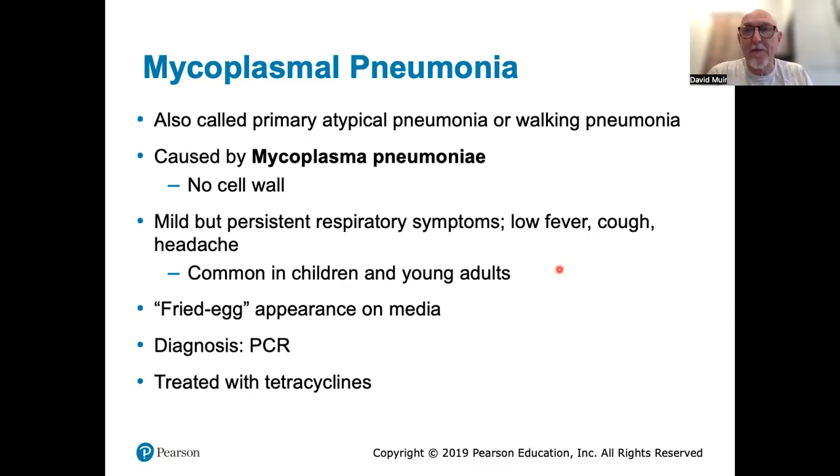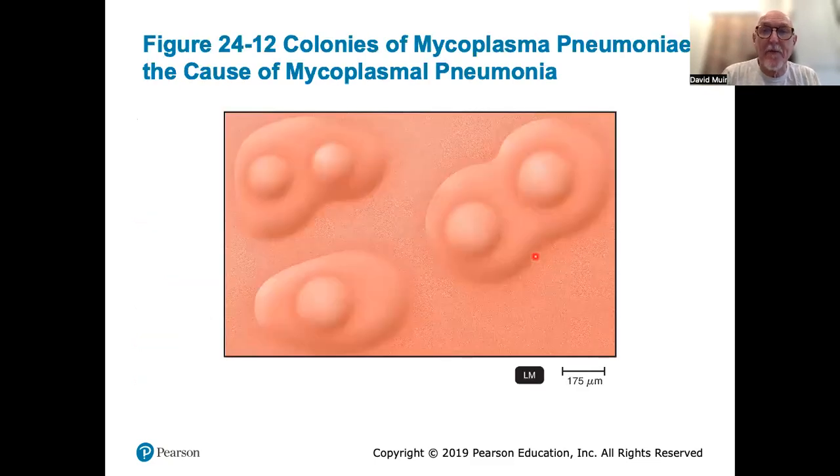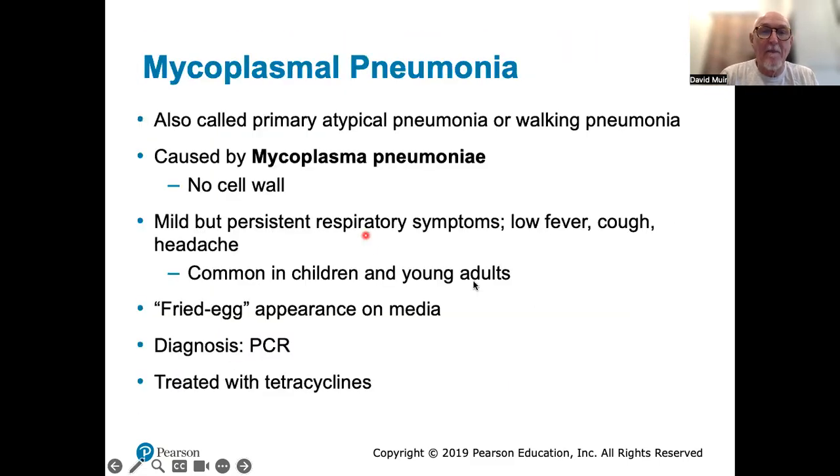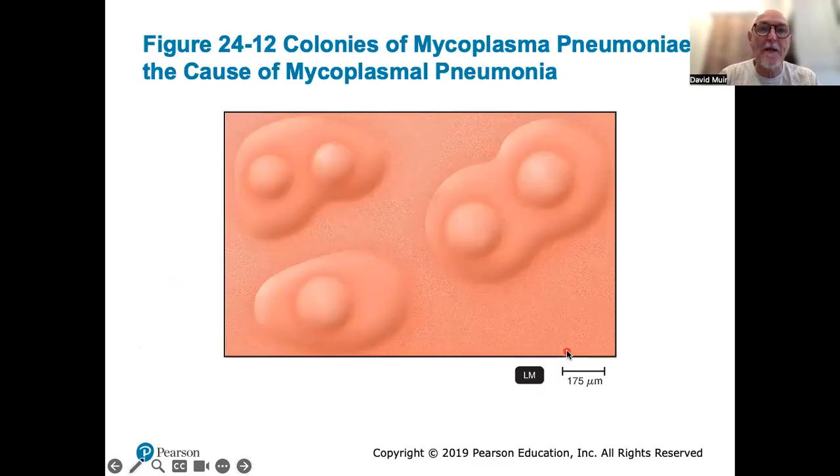It's usually self-limiting. It has a very distinctive look when you can culture it, and it forms what they call fried egg colonies. They look just like a fried egg in a frying pan. It usually occurs in healthy young people, which is very common. It often spreads through residence dorms and army barracks and things like this. It can be treated with tetracyclines, but usually no treatment is required. It's just of interest.